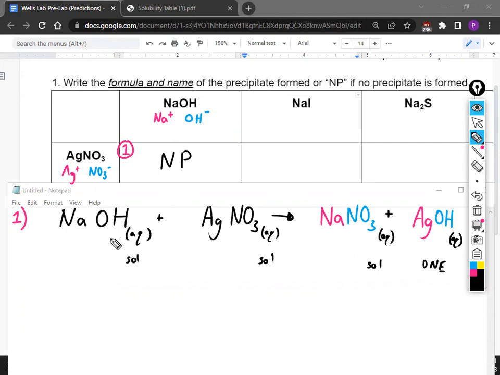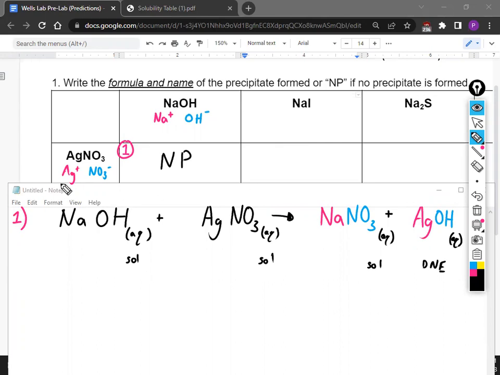Okay, these equations you're going to do on a separate piece of paper and turn them in afterwards with the rest of this paper when you guys are all done after the lab. Okay. So you got to basically go through each one of these boxes and figure out if there's a precipitate or not. If there is no precipitate, you'll write NP. If there is, you'll write the full name of that precipitate. Okay.